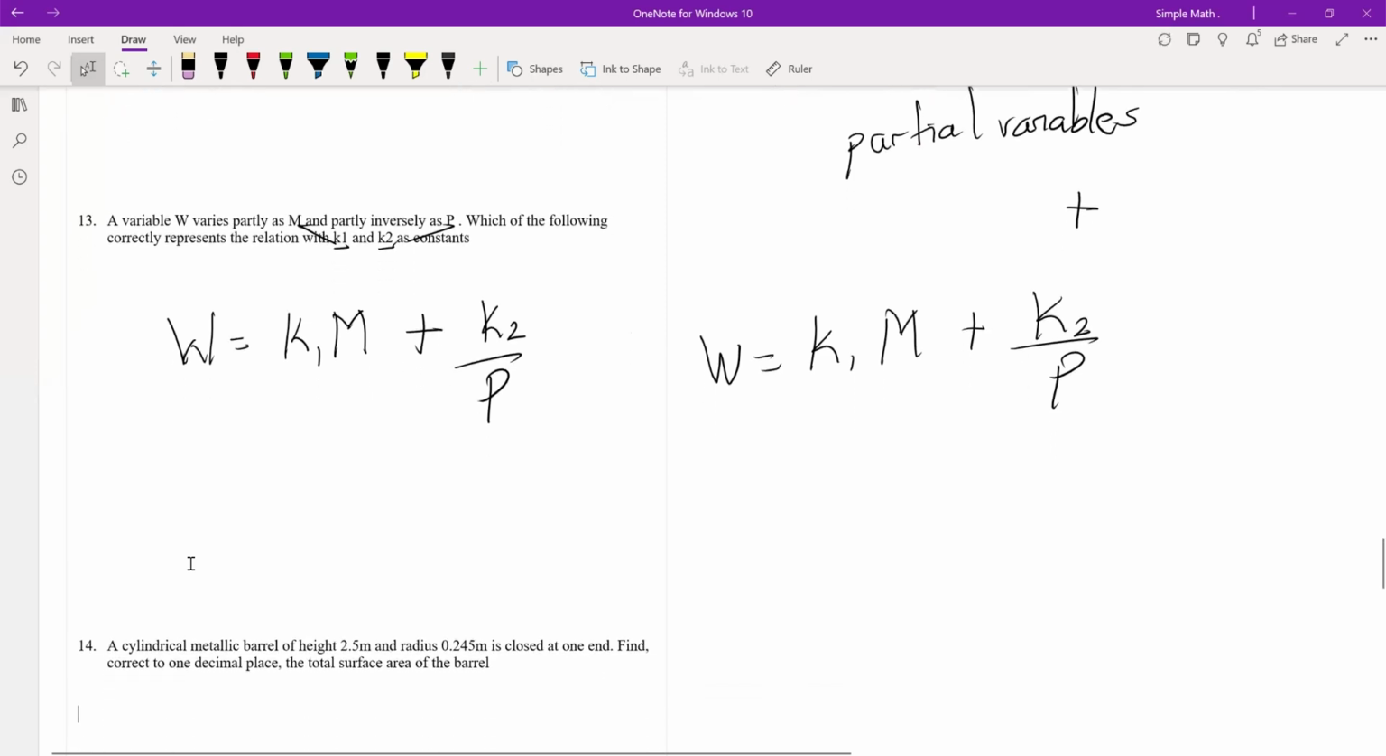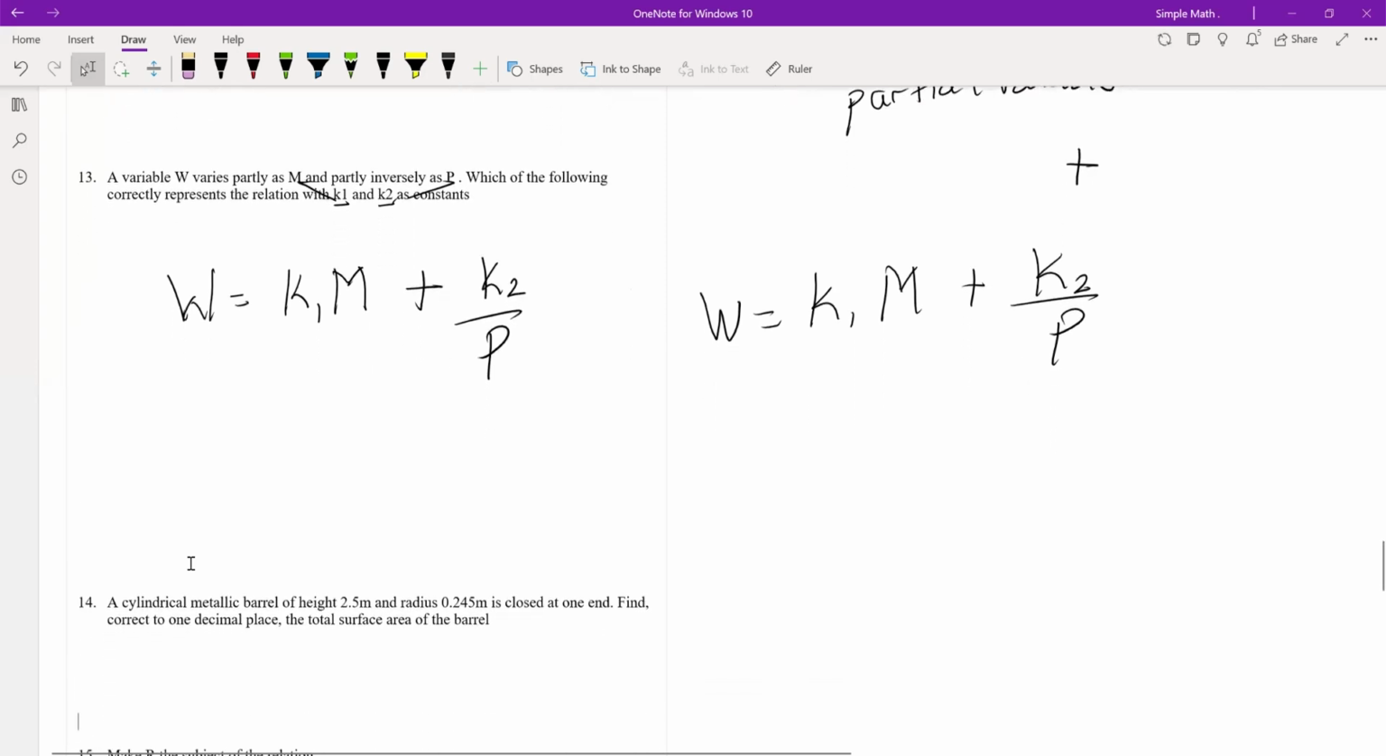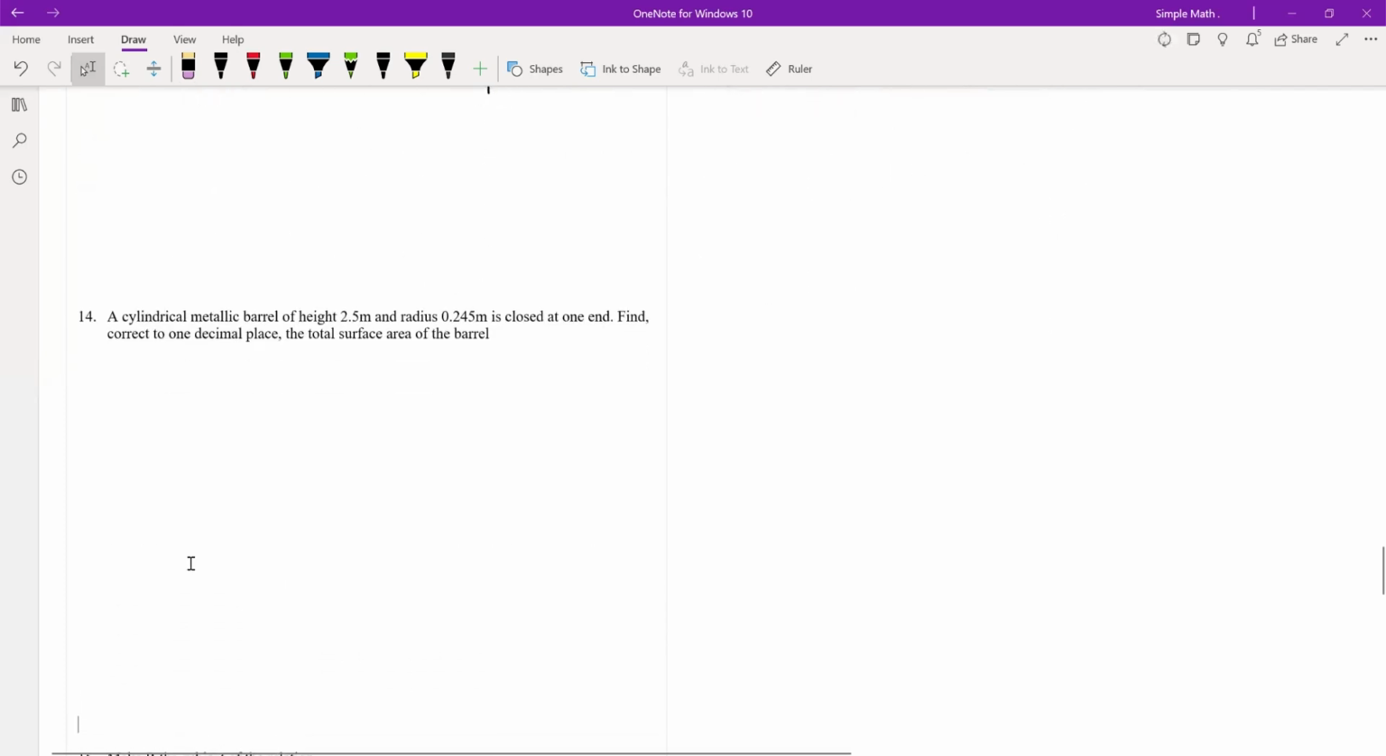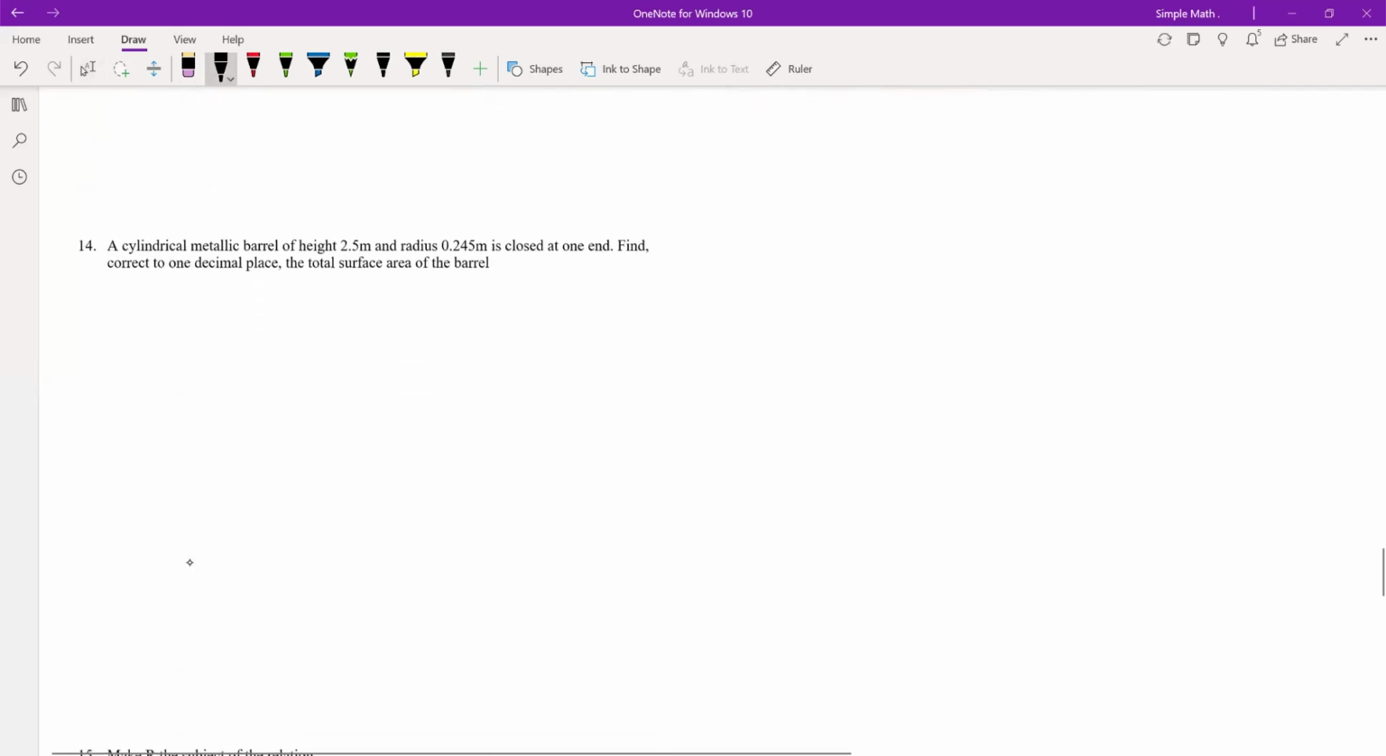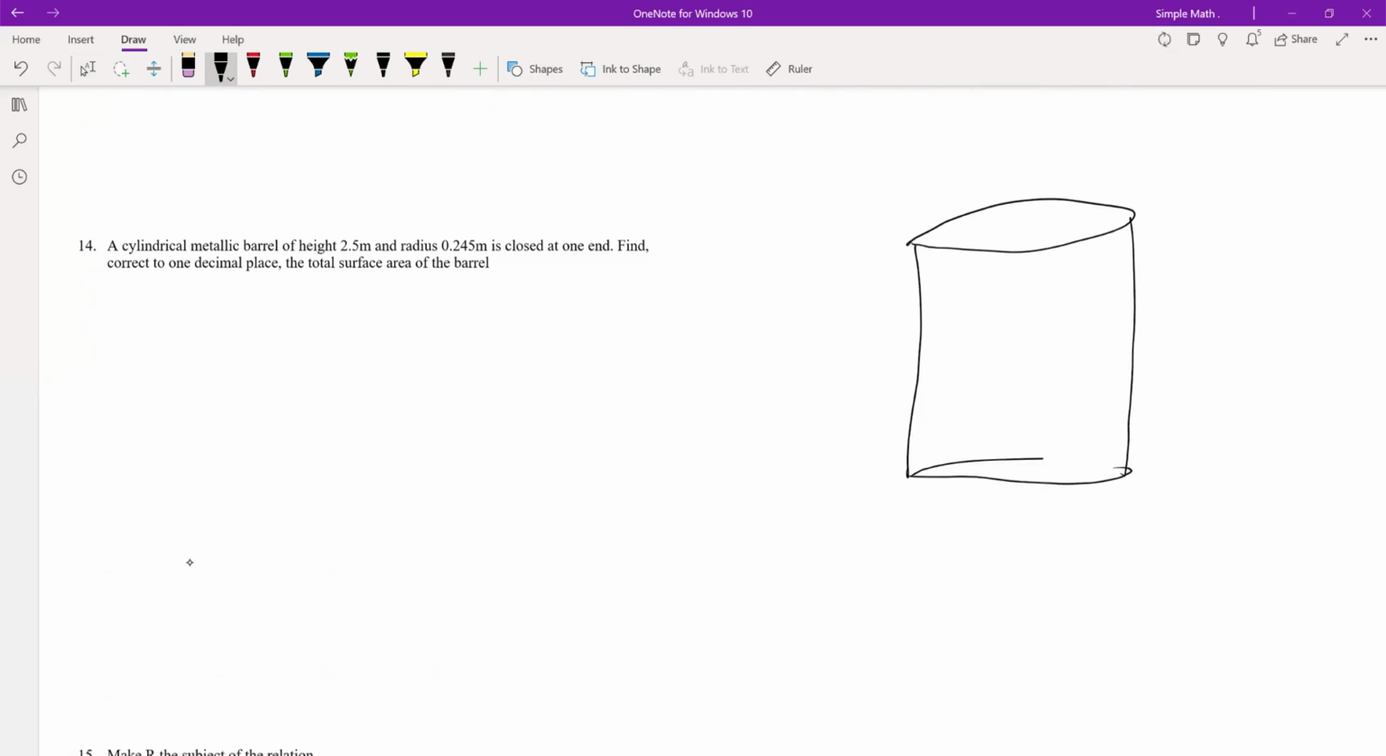So next one, a cylindrical metallic barrel of height 2.5. So let's visualize it quickly. Height 2.5 meters, radius 0.245. So it's closed at one end. We need to take note of this. Find, correct to one decimal place, the total surface area.